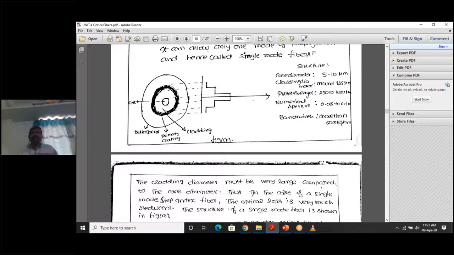And here you see the structure of a single mode optical fiber. The diameter of the core is 5 to 10 micrometers. This is the cladding, and the diameter of the cladding is 125. The diameter of the protective layer is 250 to 1000. Numerical aperture is 0.0 to 0.1. 0.1 means the light gathering ability of this optical fiber is very, very less. And the bandwidth is more than 50 MHz.